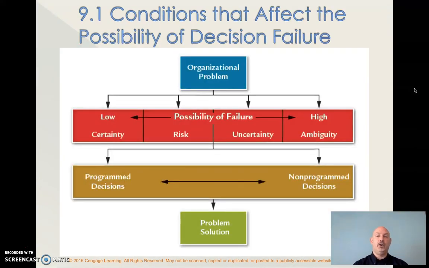Program decisions fall on the low risk section of possibility of failure and a high level of certainty. And as you move across from left to right, you'll see that you go into risk, uncertainty, and finally into ambiguity, where you really don't know what's going to happen, but you need to make a decision.